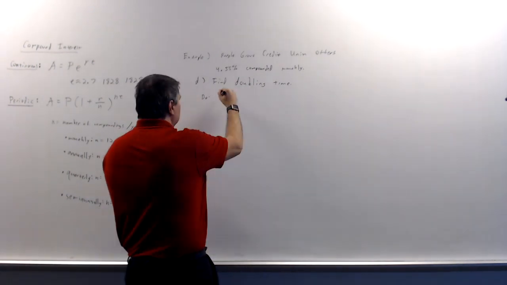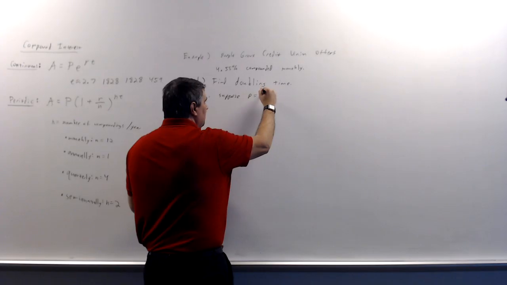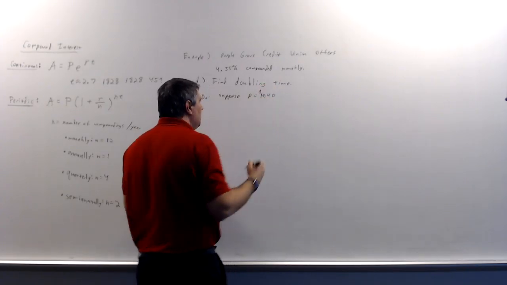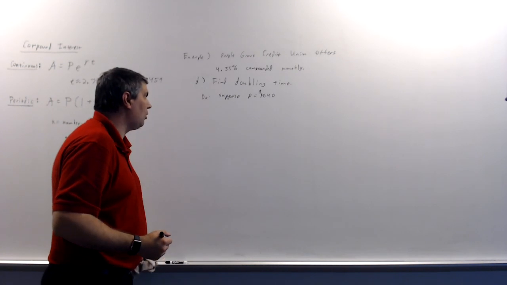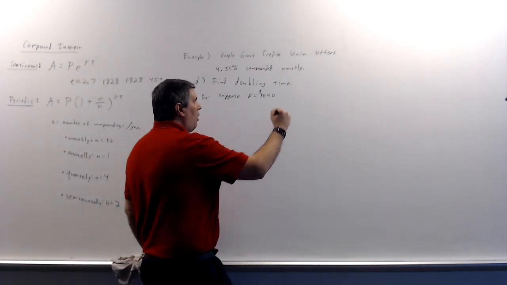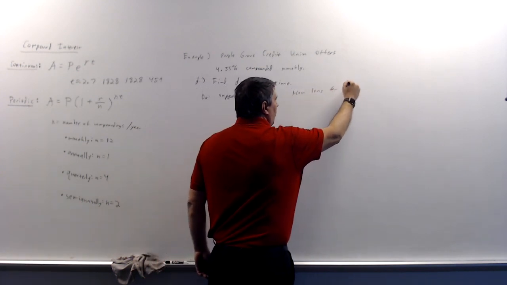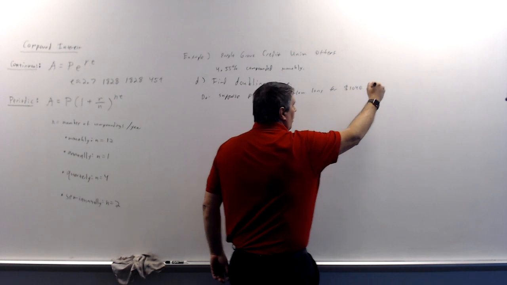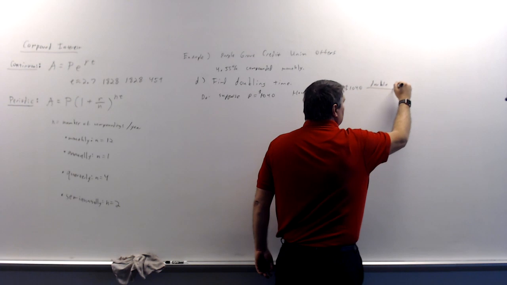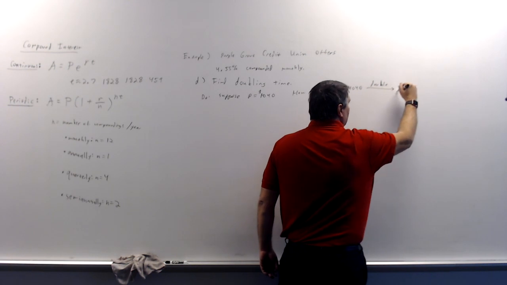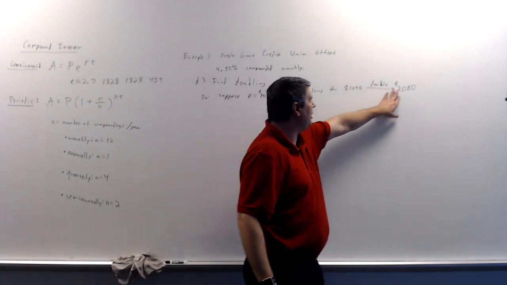Suppose P is 1,040. It's what we've been using for a deposit for several examples, or parts of this, so we'll go ahead and use it again. How long for 1,040 to double to 2080? Okay, that's what we want to know.